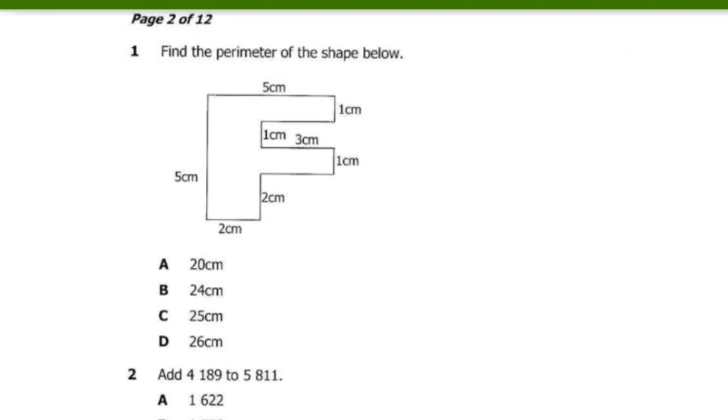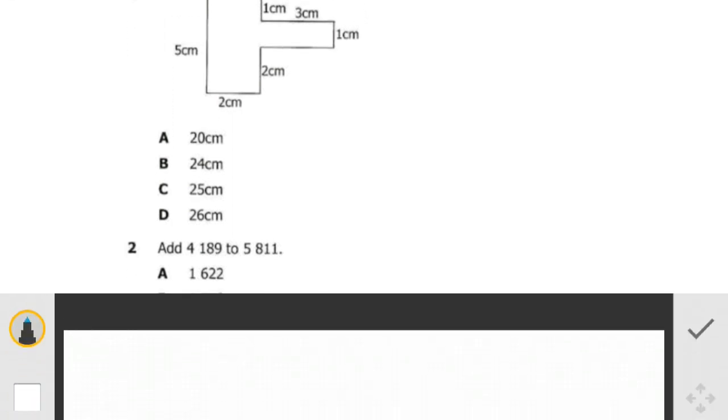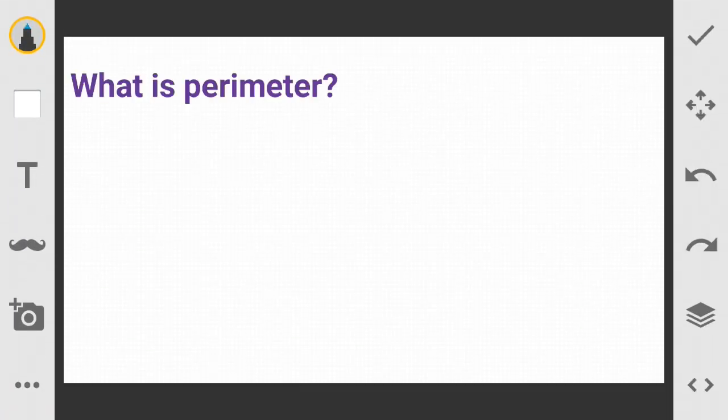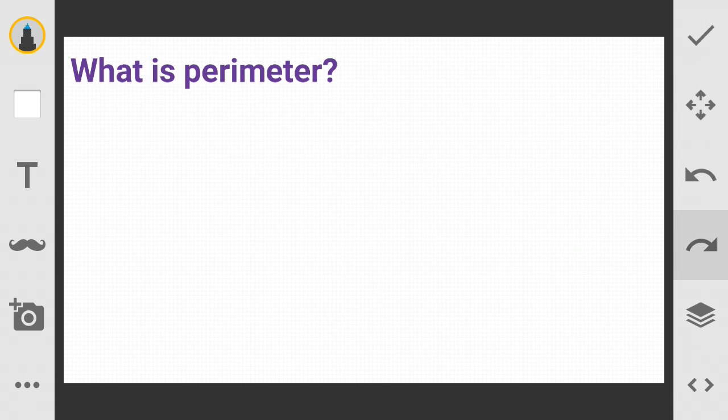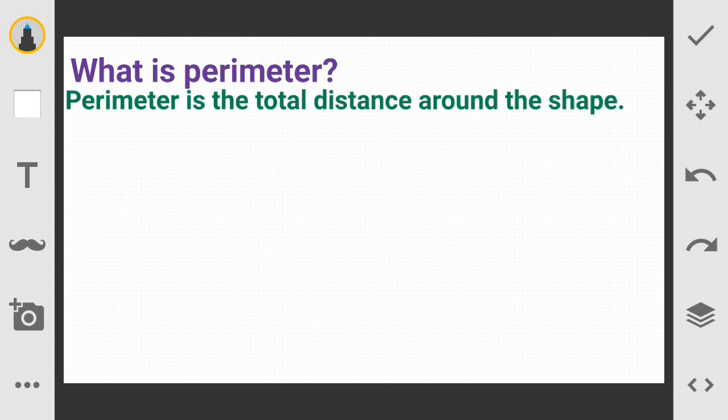Before we find the answer, we need to understand something here, and the thing we need to understand is the key word perimeter. What is it? There is no way we can find the answer if we don't know what perimeter is. So let's define perimeter. Perimeter is the total distance around the shape.